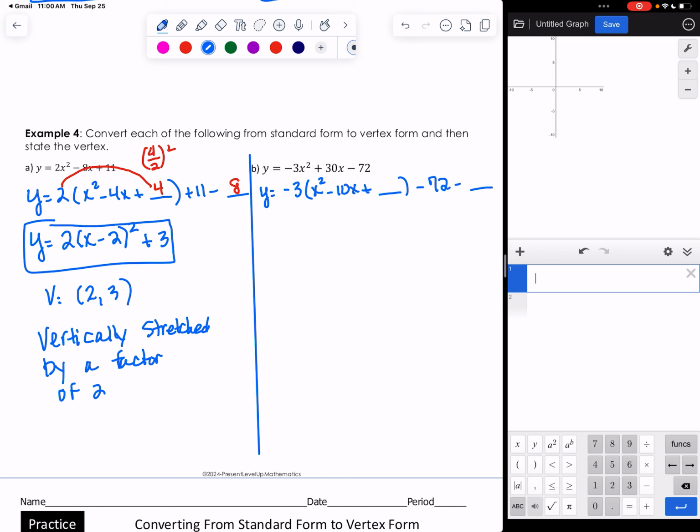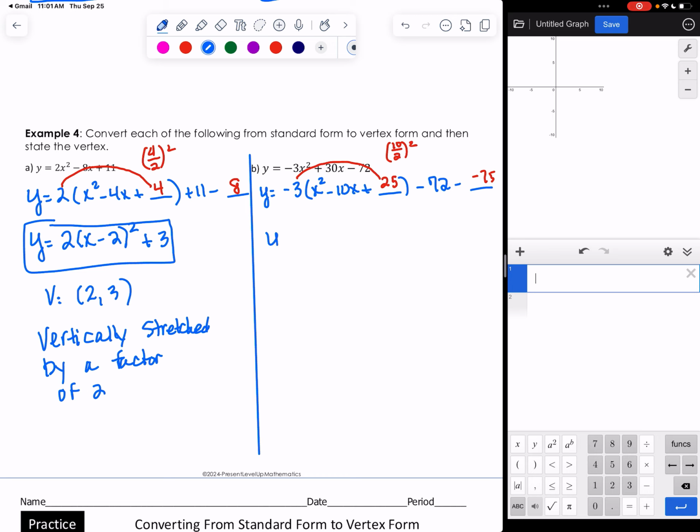All right, let's see what we are going to add to complete the square. So take your middle number, 10, divide it by 2, and square it. So 10 divided by 2 is 5, and 5 squared is 25 here. So I'm adding 25 here, but over here, I have to subtract negative 3 times 25, which is negative 75.